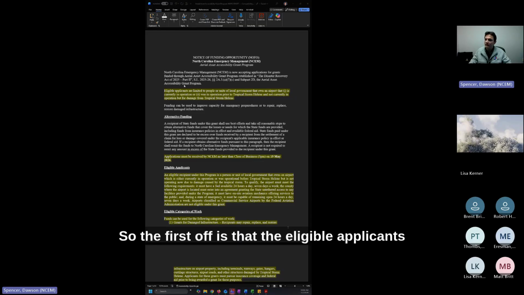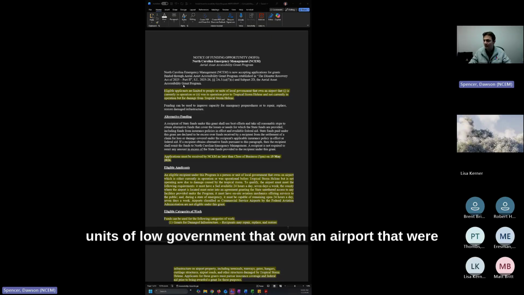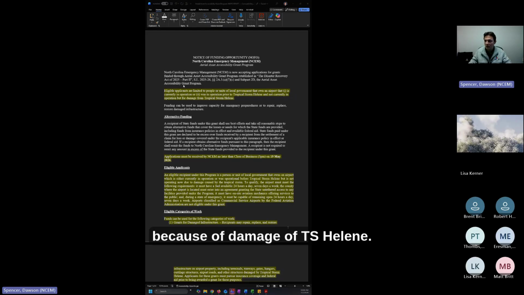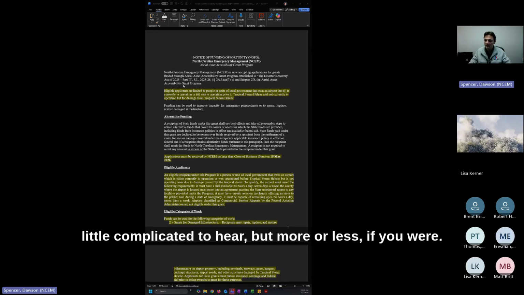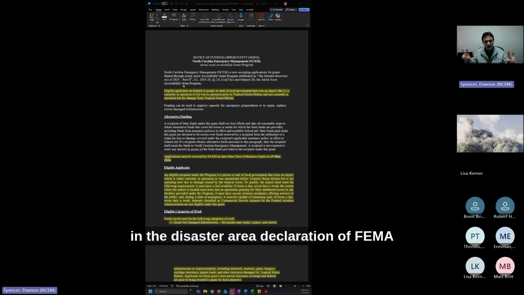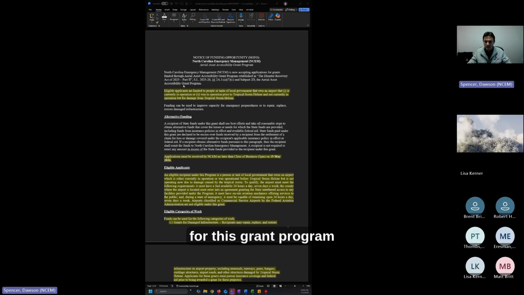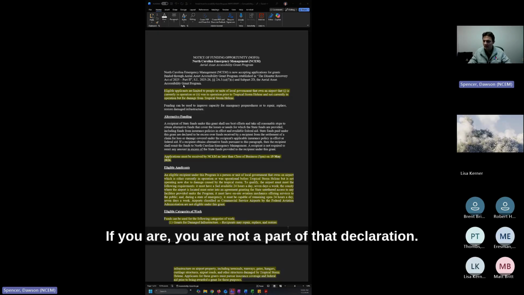First off, the eligible applicants are limited to people or units of local government that own an airport that was in operation prior to TS Helene and is not currently in operation because of damage from TS Helene. That in itself can be a little complicated to hear, but more or less, if you are in the disaster area declaration of FEMA for TS Helene, then you are in a county that is eligible to apply for this grant program. That we can share with you as well, but I'm sure many of you are familiar with whether or not you are part of that declaration.